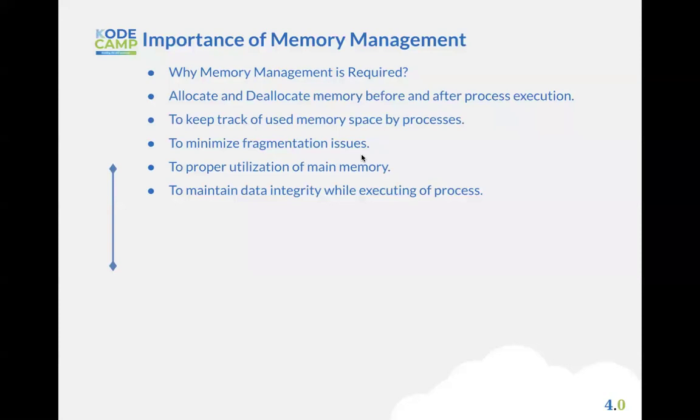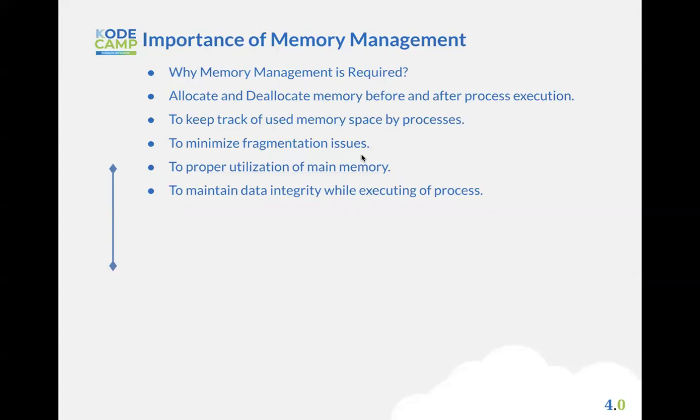And for data integrity while executing processes, this is to make sure that a process isn't causing inconsistency in data, inconsistency in those files, maybe writing to a file or reading from an outdated version of a file. Right? So maintaining data integrity is also one of the properties and importance of memory management.